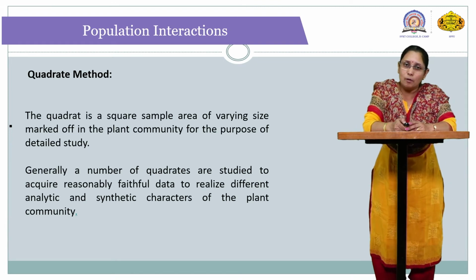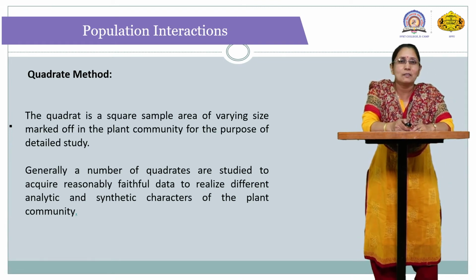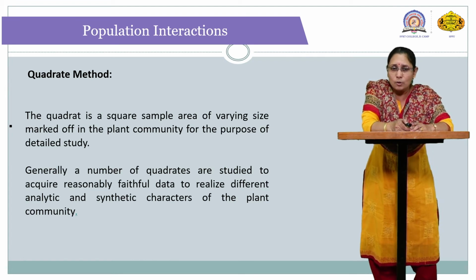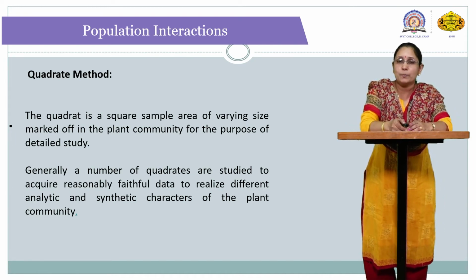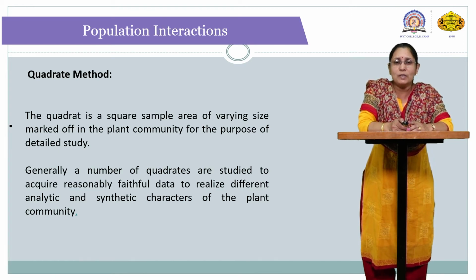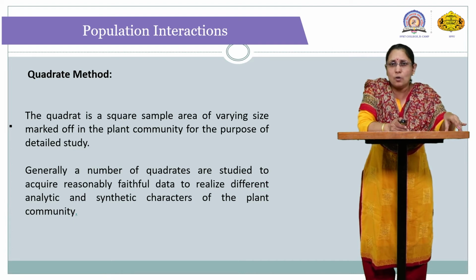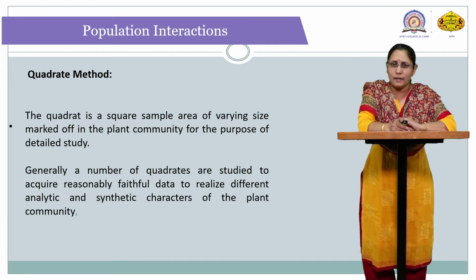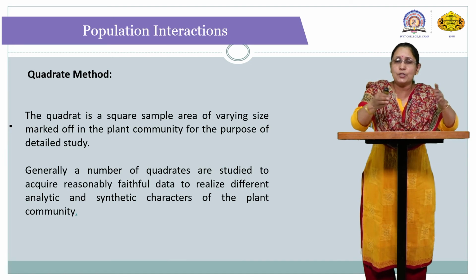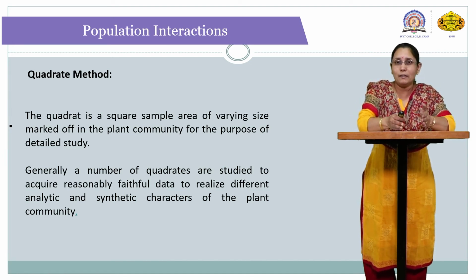Then lastly, the quadrat method of population interaction is also there. This is a different type of method. Why is it so? Because here quadrats are made. Quadrat means what? A square. So here squares are made for the purpose of this particular population interaction study. This quadrat is a square sample area of varying size. Variable sized quadrats will be made or marked off in the plant community for the purpose of detailed study. So first of all, here a line is not made, a bisect is not made, a belt is not made. Rather, a square is made, and those different sized squares will next be analyzed, to see what flora and fauna are living in that particular area.